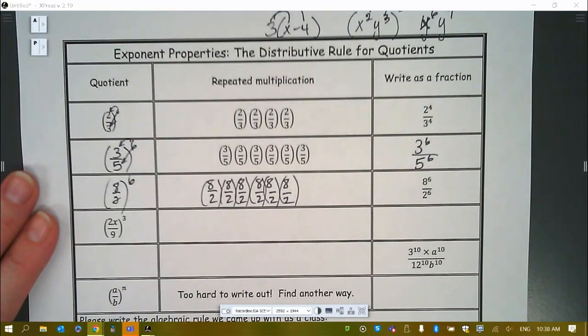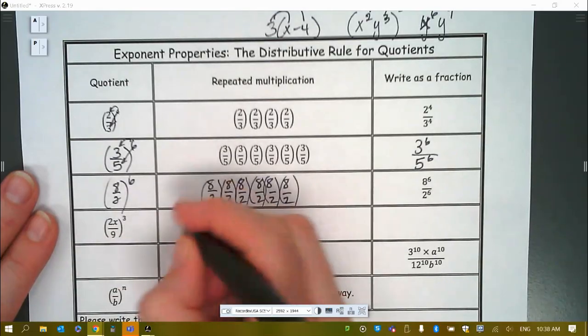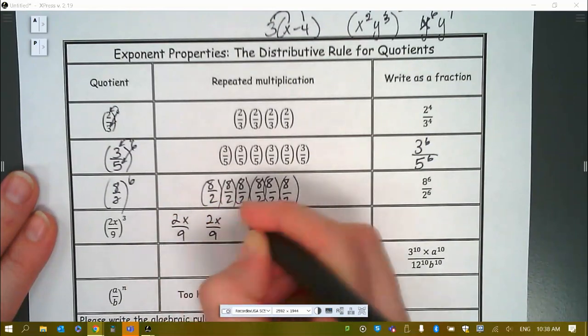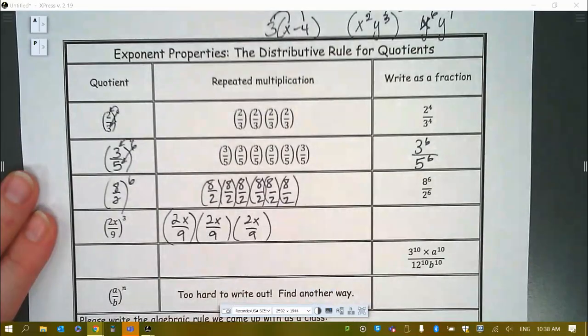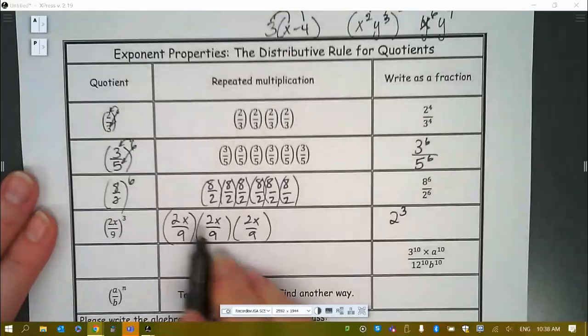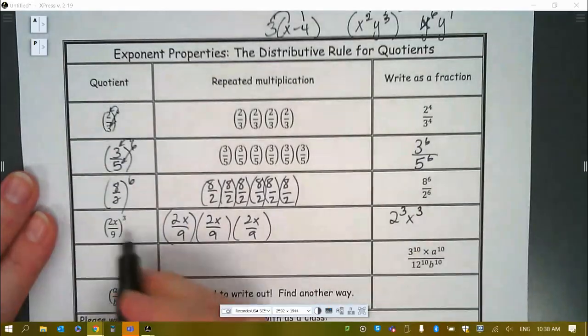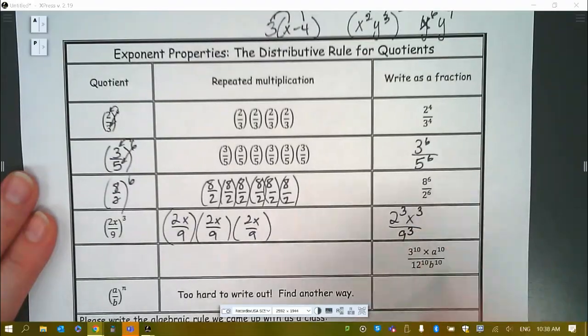All right, well, let's look at one that's got an extra little thing in it. So we're looking at 2 times x over 9, to the 3rd power. Well, that's 2x over 9, and 2x over 9, and 2x over 9, right? We're multiplying that 3 times. So how many 2's do I have? Well, I have 2 times 2 times 2, which is 2 to the 3rd power. And how many x's do I have? x times x times x, which is x to the 3rd power. And how many 9's do I have? 9 times 9 times 9, which is 9 to the 3rd power.